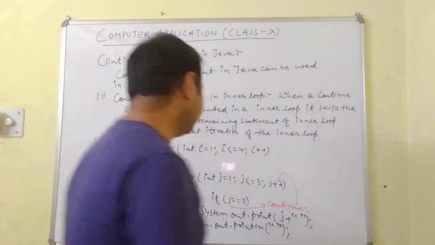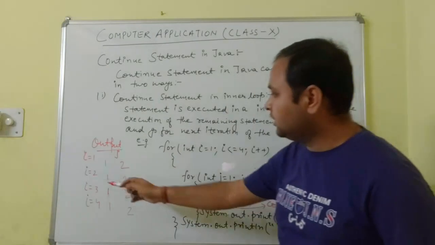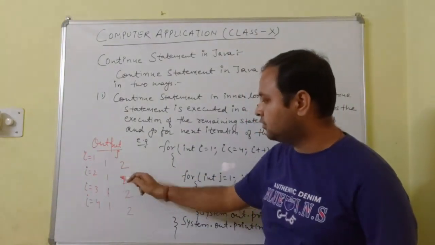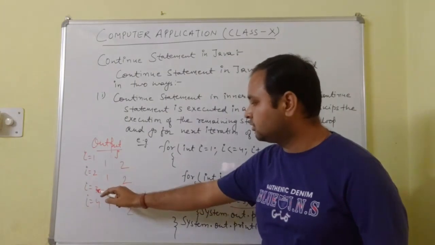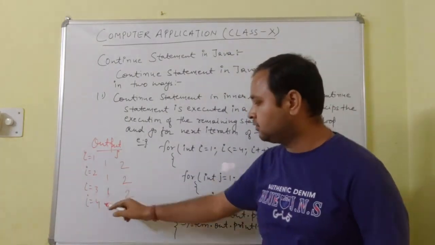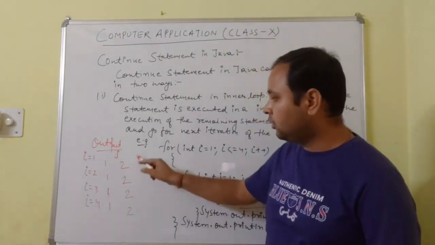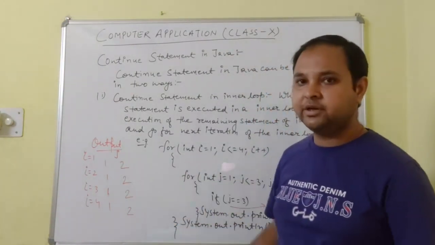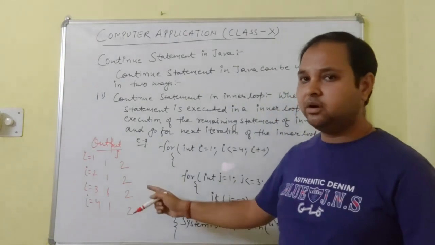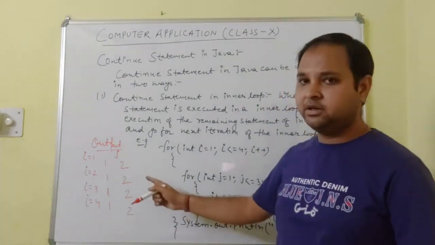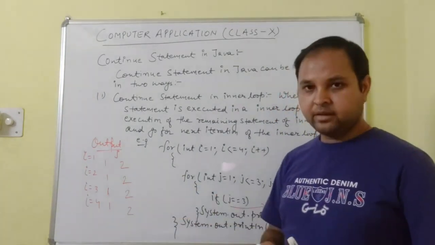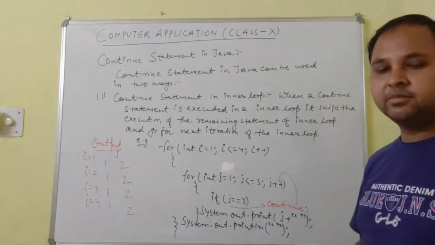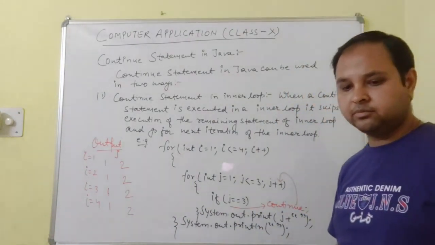So you can see here that when i equals 1, j prints 1 and 2. When i equals 2, it prints 1 and 2. When i equals 3, j prints 1 and 2, and when i equals 4, it prints 1 and 2. In all the cases of i, the j value of 3 is not printed. So this is the work of the continue statement in an inner loop. Now I will explain the continue statement in an outer loop.